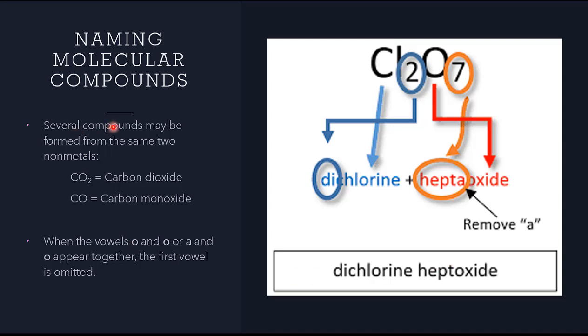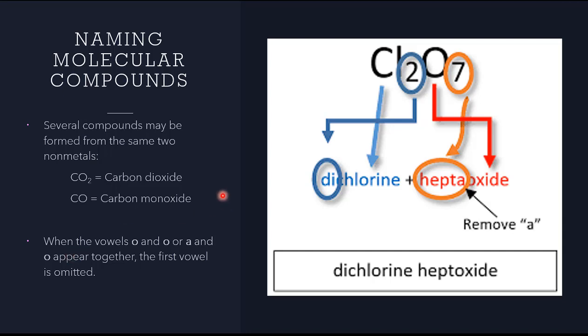So several compounds can be formed between the same two nonmetals, hence why we have to use the numerical prefixes in our name in order to indicate which chemical formula we are discussing. So for example, we can have both CO2, which is commonly referred to as carbon dioxide, or CO, carbon monoxide. Both of these molecules exist in nature, and if we were to follow the ionic compound naming, they would both just be carbon oxide, right? You wouldn't be able to distinguish between CO2 versus CO, even though they're two very different molecules.